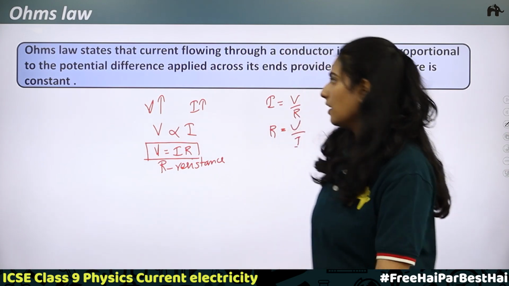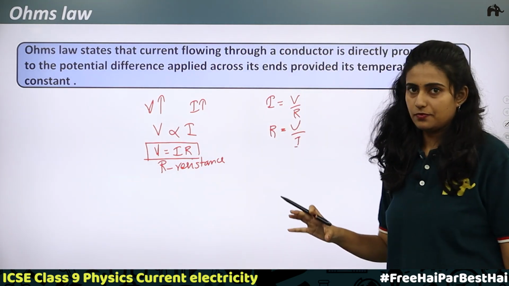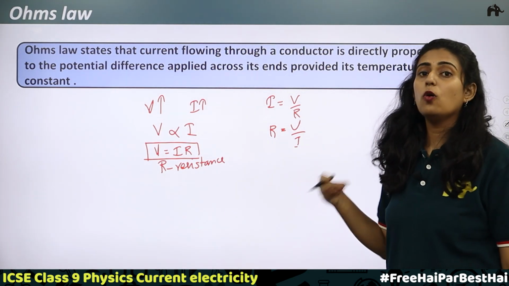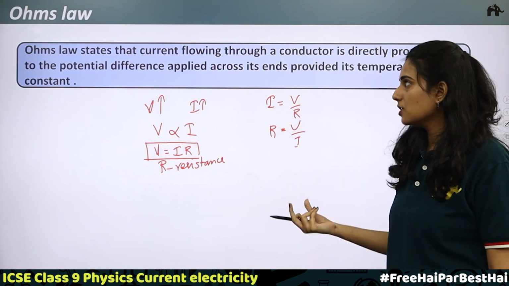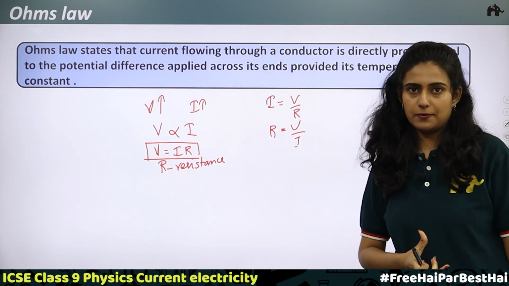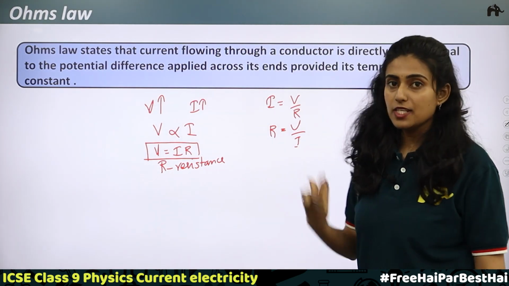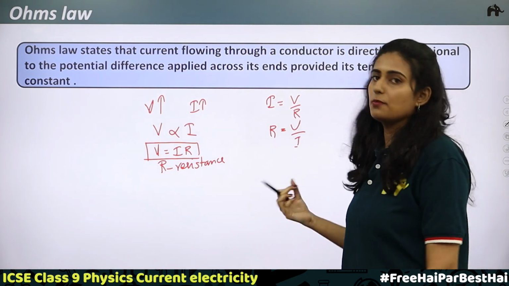Now, if a conductor obeys Ohm's law, we call it an ohmic conductor. If it doesn't obey Ohm's law, it is called a non-ohmic conductor. So there are two types of conductors: ohmic conductors, which obey Ohm's law, and non-ohmic conductors, which don't.